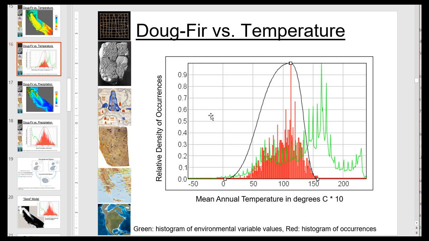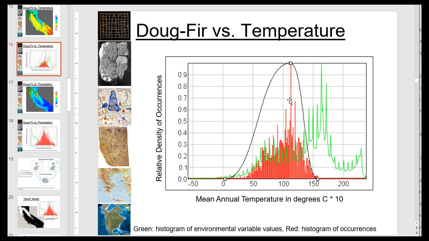All right, key to understanding this and how habitat suitability models work are these histograms, where in green I've histogrammed the distribution of temperature for all of California. So green represents histogram pixels, so 200, it looks like there's a lot around 160, remembering this is mean temperature in degrees C times 10.